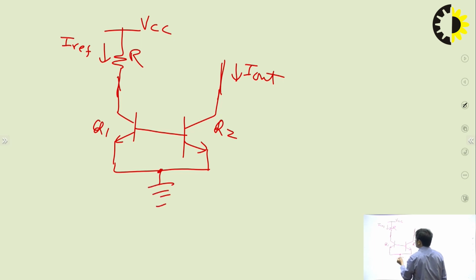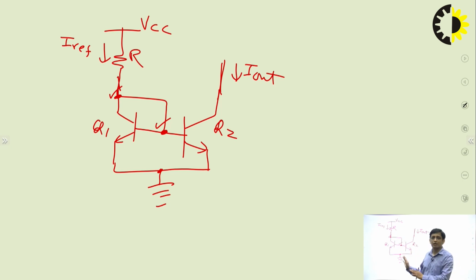Emitter is grounded, and this Q1 transistor will be diode connected. Diode connected transistor means the collector and base terminal of the transistor are shorted. So this shorting is very important. This Q1 must be diode connected. If it is not diode connected, then the output will not track the input current, right?